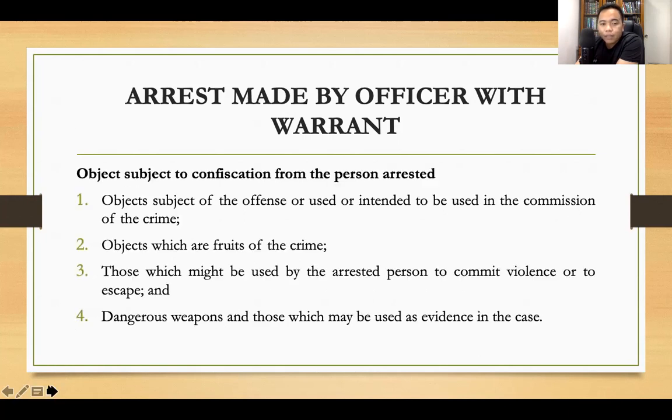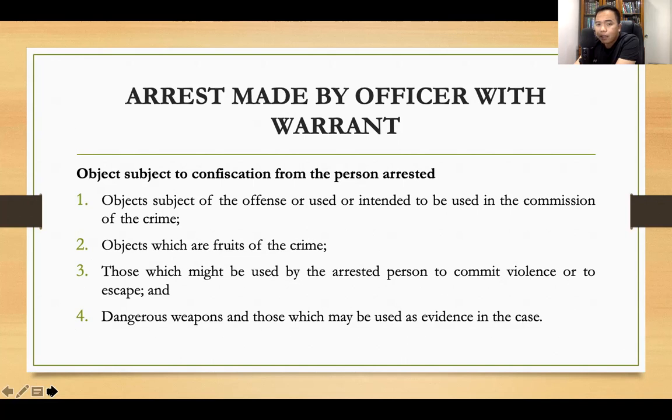Okay? Objects subject to confiscation from the person arrested: objects subject of the offense or used or intended to be used in the commission of a crime. So, for example, in an apprehension for dangerous drugs, you seize, you confiscate the plastic sachet of alleged methamphetamine hydrochloride.